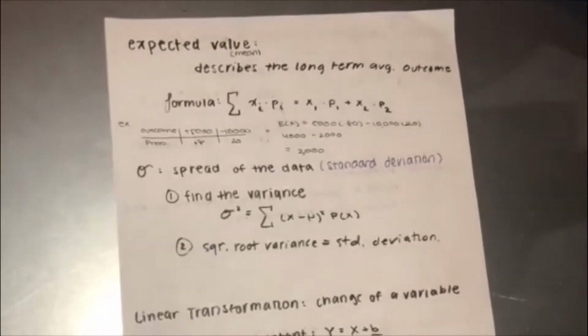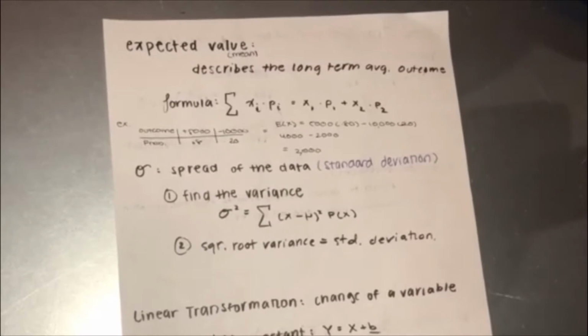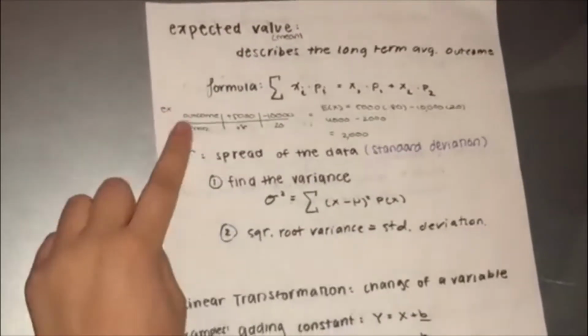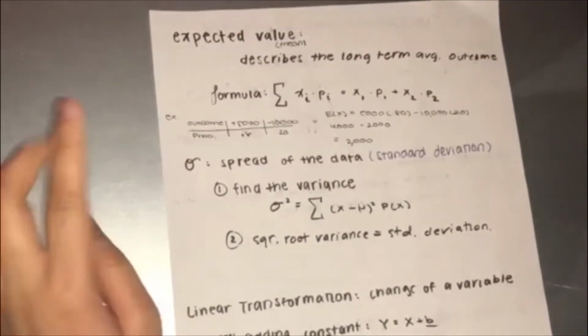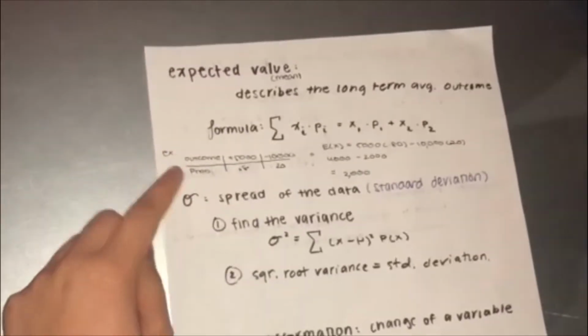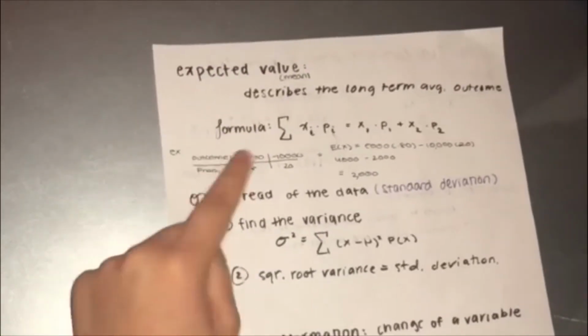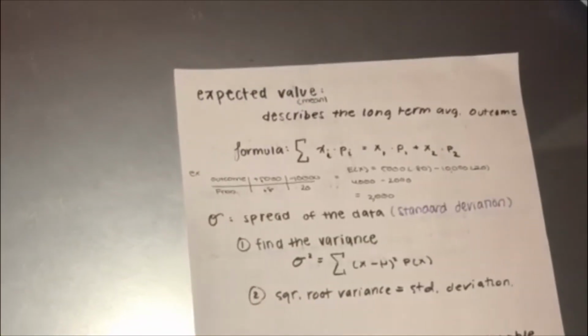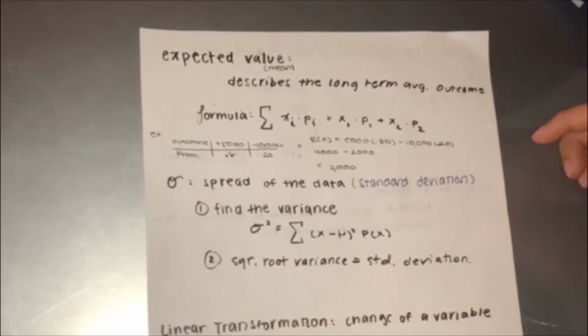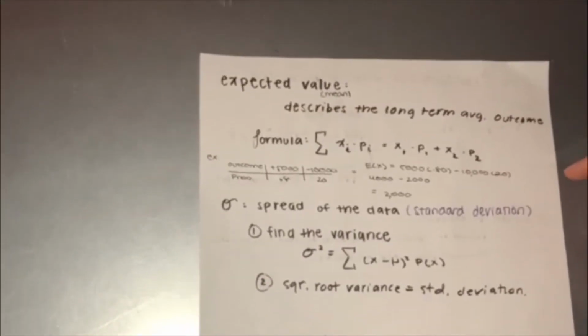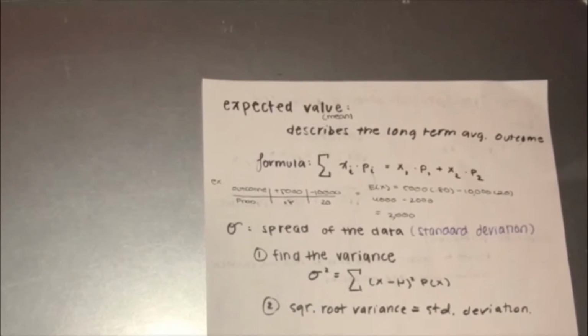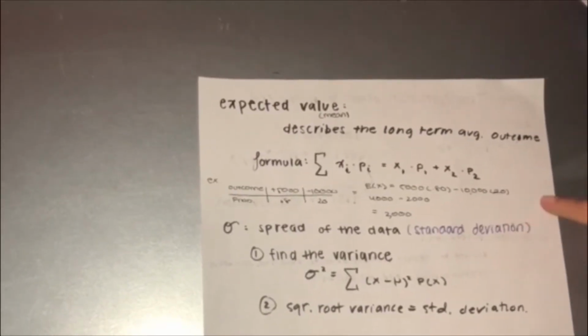And the formula is the summation of xi times pi. So for example, this outcome has plus 5,000 and then minus 10,000, and each has its own unique probability. So to find the expected outcome, or the expected value, you take 5,000 times 0.8 minus 10,000 times 0.2, and then that's equal to 2,000.